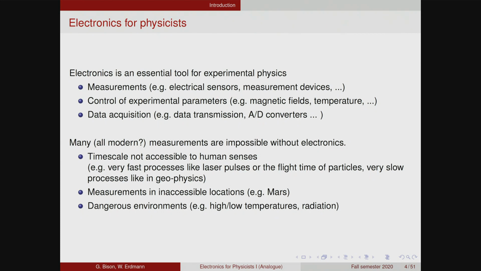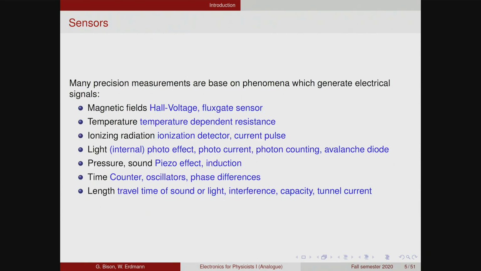It can also be that measurements are not accessible because of location. If you want to do a measurement on Mars, you have to control the system somewhere there. Impossible without electronics. Or it can be dangerous in high radiation zones or at high or low temperatures, which also requires you to control the experiment from a safe distance, and, well, impossible without electronics.